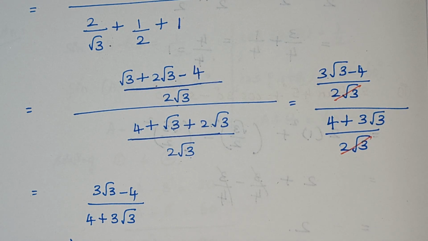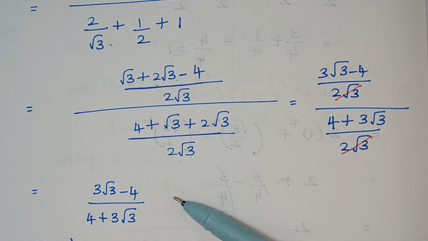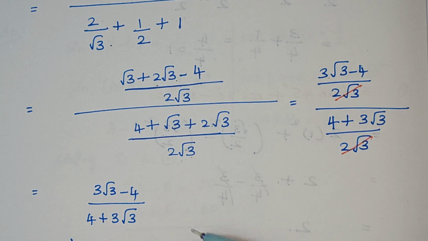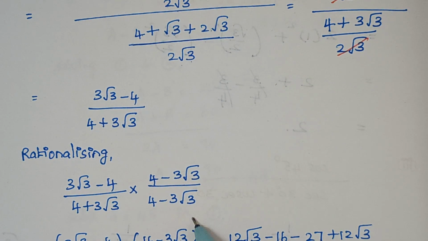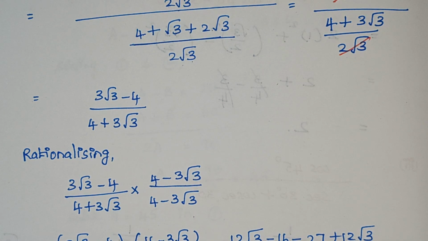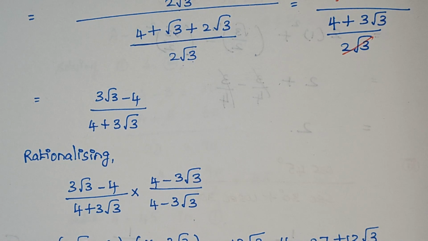So again we are going to rationalize. We are going to multiply this number by 4 minus 3 root 3 divided by 4 minus 3 root 3. We are going to do both. We are going to multiply both the numerator as well as the denominator. So this is the term. When you consider the numerator, the two terms are totally different, so we have to do multiplication.